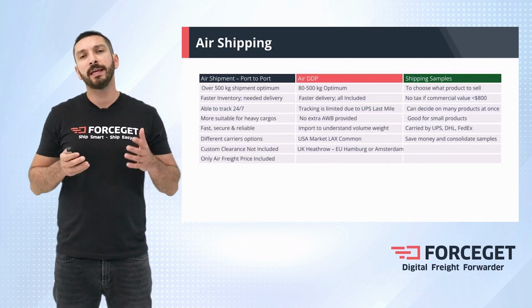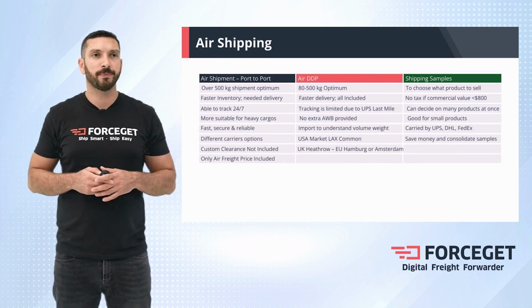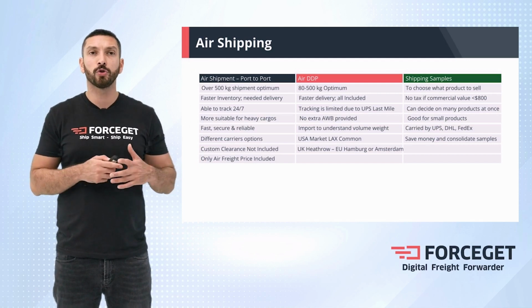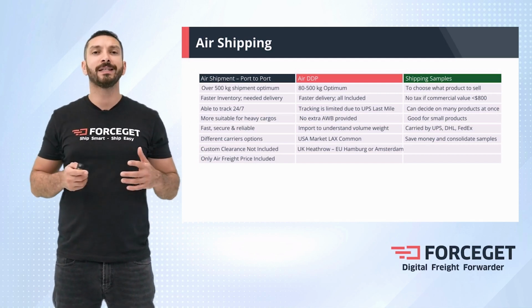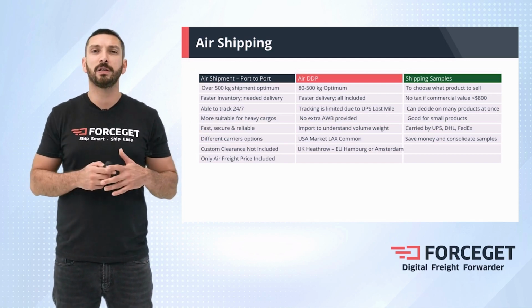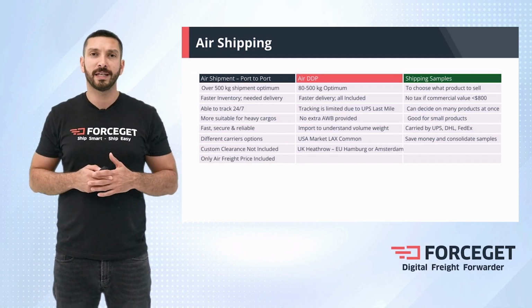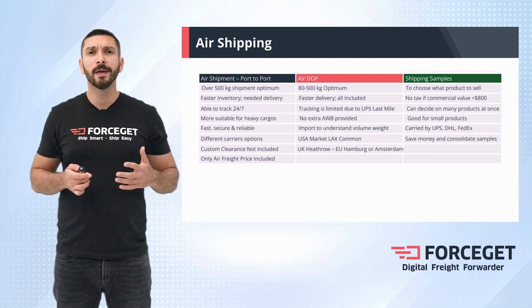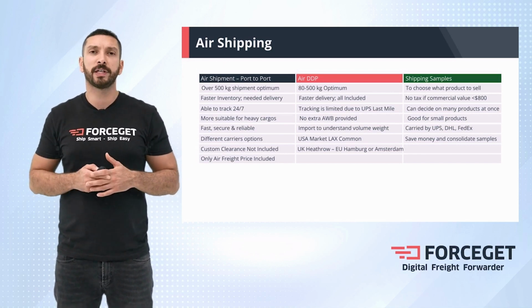We will be looking at three different types of air shipment: the port-to-port air shipment, air DDP, door-to-door, and more importantly, how you can ship your samples from China or any other location to your final destination. Let's start with airport to airport. This is generally for shipments over 500 kilograms.